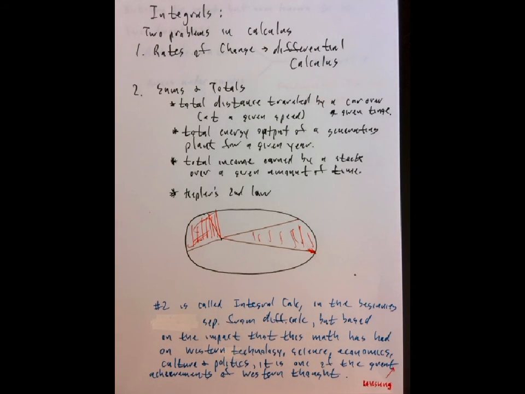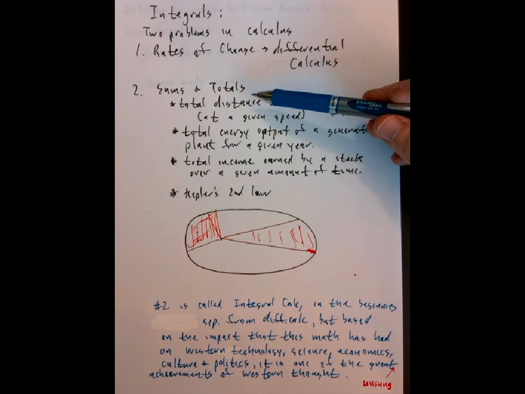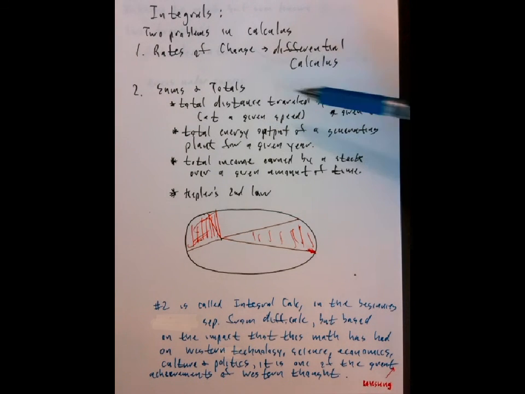This is where we begin to see another type of problem that calculus solves. The first type of problem that calculus solves has to do with the rates of change, all the things that we could use derivatives for, slopes of tangent lines and everything that came from that. But the other problem that calculus gets at is sums and totals, accumulations of things.